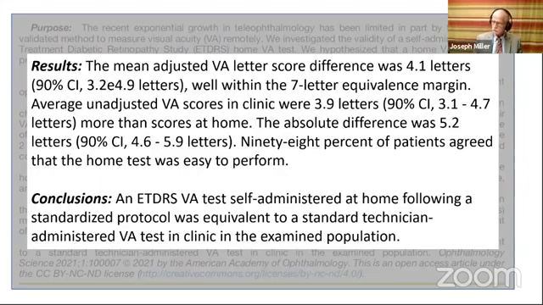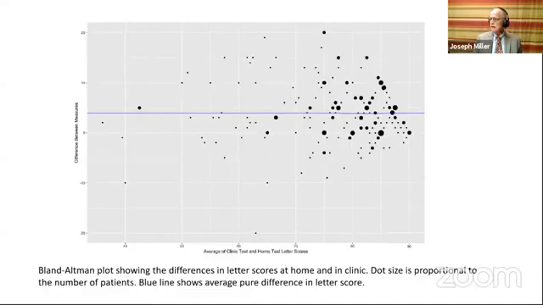And the conclusion of this group was that the ETDRS visual acuity test self-administered following this standardized protocol was equivalent to a standardized technician-administered visual acuity test performed by the clinic. And this is a Bland-Altman plot showing the pattern of the deviation. This is a difference versus mean plot. The closer those circles are to the black line, the closer there was to agreement. And the larger the diameter of the circle, the more samples there were in that.